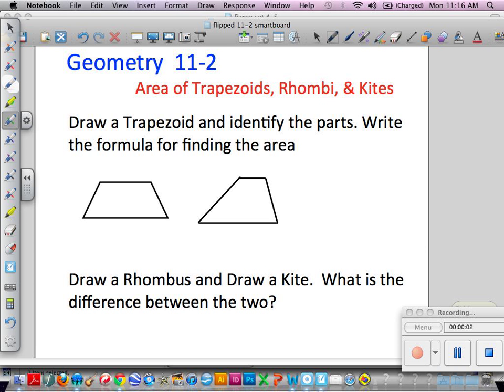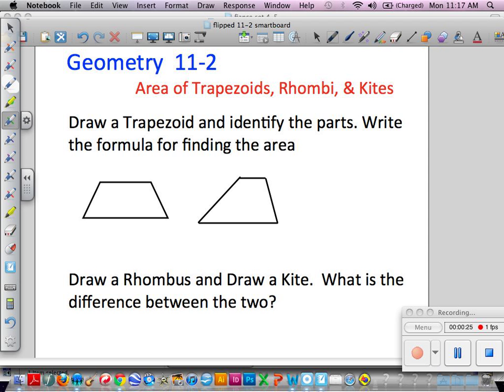Hello, geometry students. We're continuing in Chapter 11 today, and Chapter 11 was focusing on finding the area of different polygons. Today, this lesson will be on the area of trapezoids, rhombi, and kites. First we're asked to draw a trapezoid and identify the parts, and then write the formula for finding the area. I already have two trapezoids drawn.